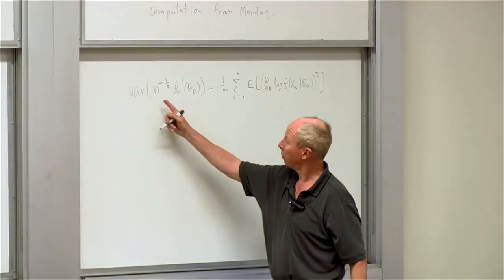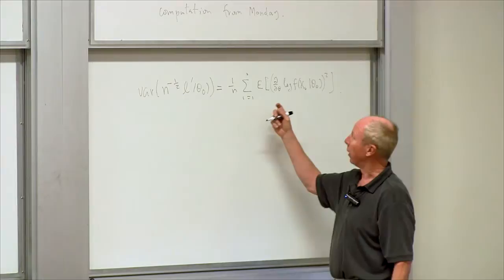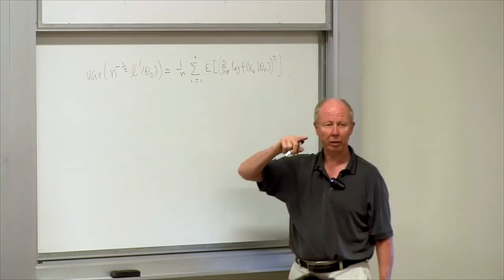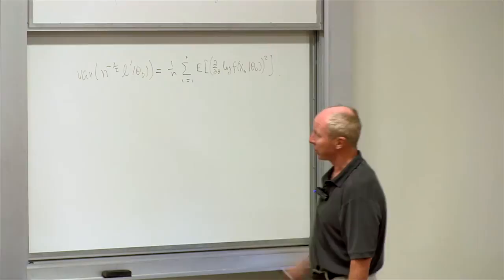Right. We factor this out. It becomes a 1 over n outside because the variance has things squared. And so we get the sum of the variances. Why is this the variance? Well, if the random variable has mean 0, then the variance is just the second moment, because the variance is the second moment minus the mean squared. So with mean 0, this is the variance. And this is I of theta naught.